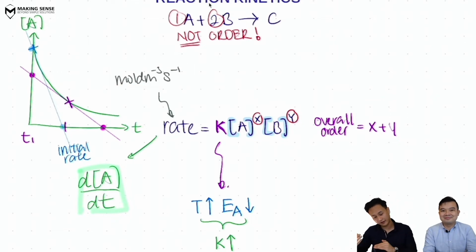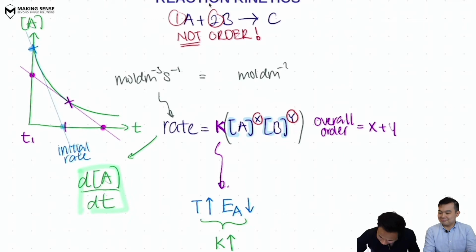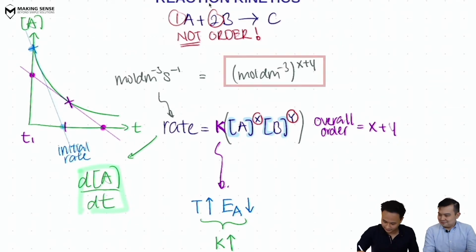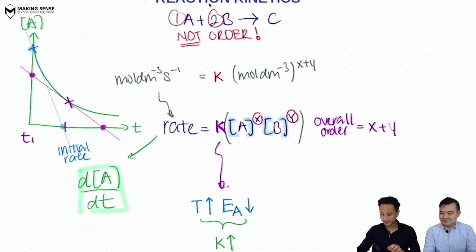So on the same thing on the right hand side, the units on the left must equate to the units on the right. And if you look at this with me, the units of concentrations of A and B will just be mole per dm³. And since they're both raised to the powers of X and Y, and they're multiplied together, this will just be raised to the power of X plus Y, all right? So the units of K here, I'm just going to put this in red. The units of K here will basically be mole per dm³ per second divided by mole per dm³ raised to the power of X plus Y, okay?